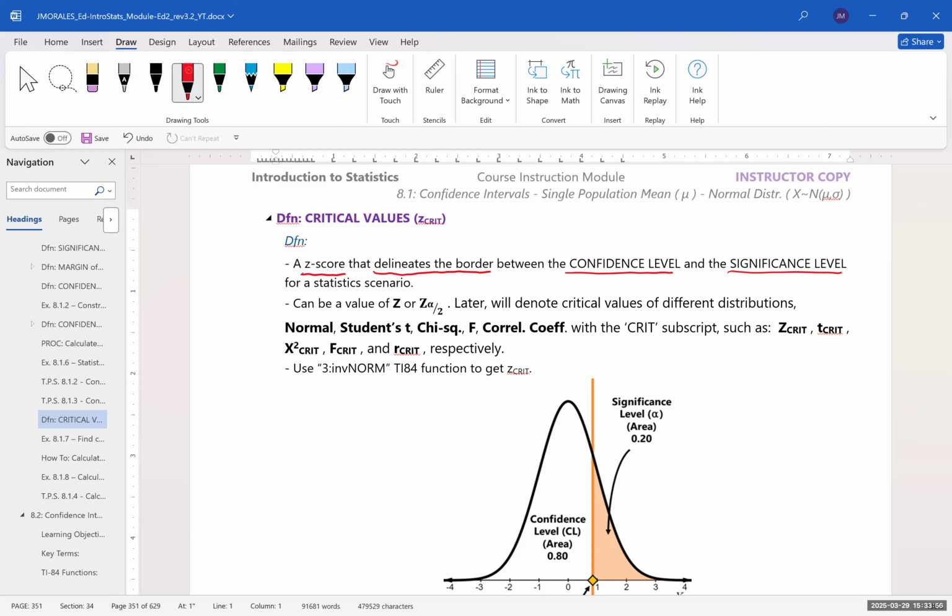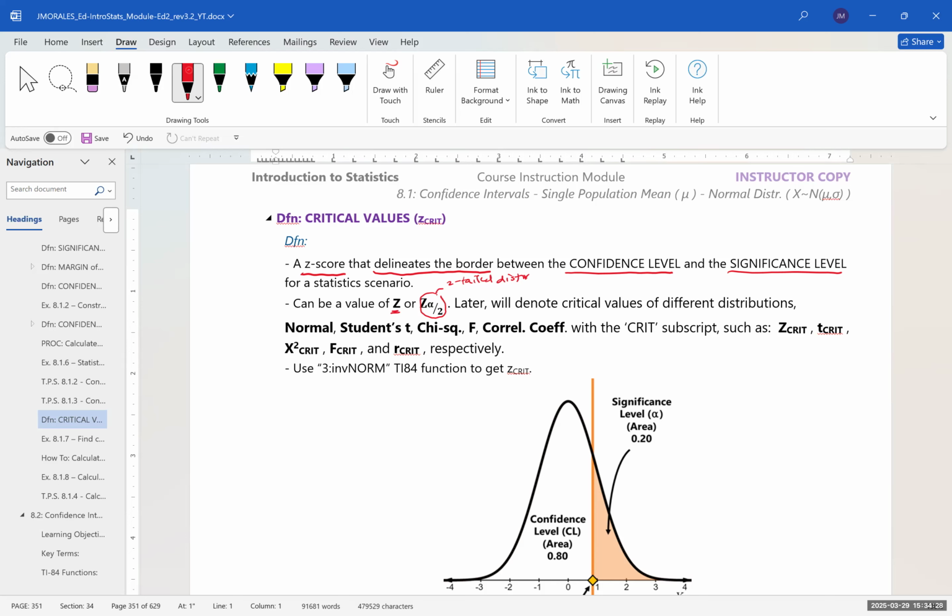a statistics scenario. So a critical value can be a z-score if we're talking about a left-tailed or a right-tailed distribution, or a z alpha 2 score if we're talking about a two-tailed distribution. Now, later, we're going to be talking about other kinds of distributions.